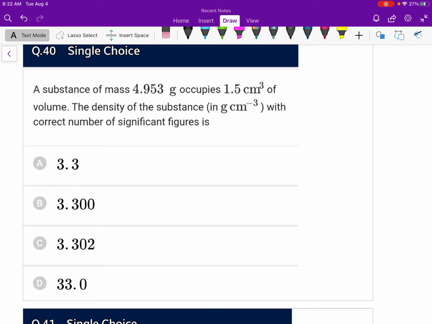The substance of mass occupies this, the density of the substance. So density is mass, which is 4.953, upon volume, which is 1.5. So 15 threes are 45. Then again 15 threes are 45. 15 twos are 30. So 3.0302 gram per centimeter cube.